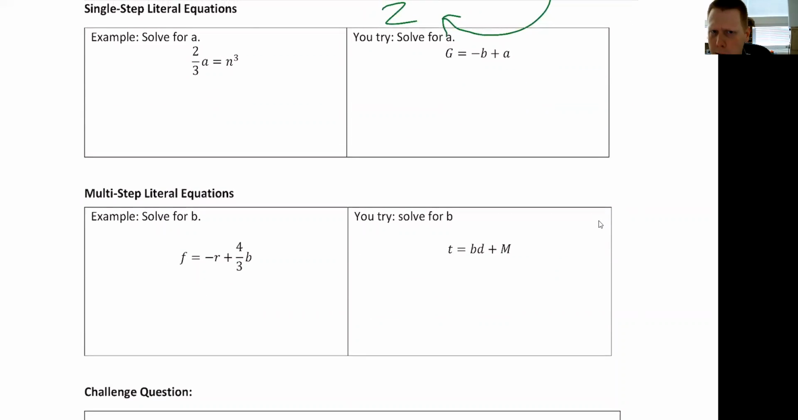So we have single step literal equations, so they should take a single step to solve. We'll see how we do with these. Always read the directions when you're working on these in Delta Math to see what they want you to solve for. They want us to solve for a, or get a by itself. So we really want to get rid of that 2/3 in front.